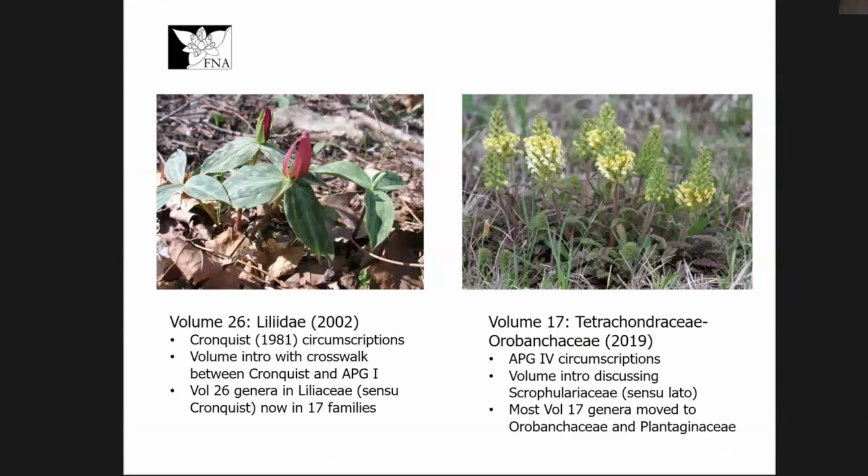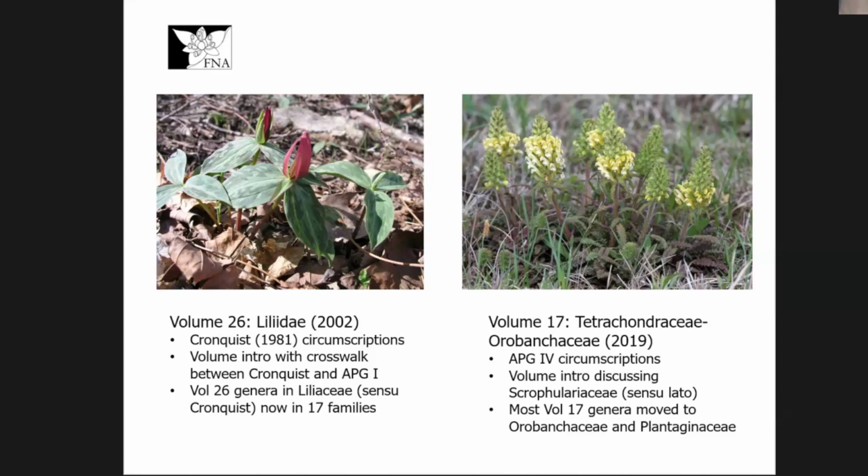So how did we implement this? Well, it's happened in a number of different ways. In one of the early volumes, volume 26, which included the Liliidae, we followed the Cronquist circumscriptions. If you look at how those genera were treated in the Liliaceae in the broad sense, those genera now map out to about 17 families. We were so far along that we simply couldn't go back to the starting point and redo this.